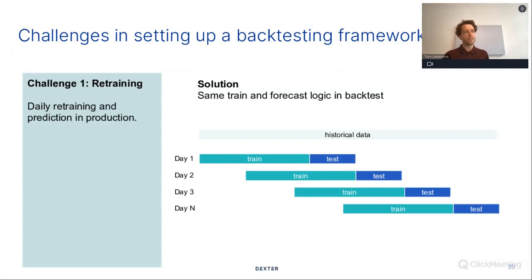But alternatively, say you are unable to automatically retrain in production every day. Instead, you retrain your model every month manually, which can be perfectly sensible. You need to make sure that also in a backtest, you resemble this behavior, right? So you need to make sure that in that case, you also retrain monthly and not daily.